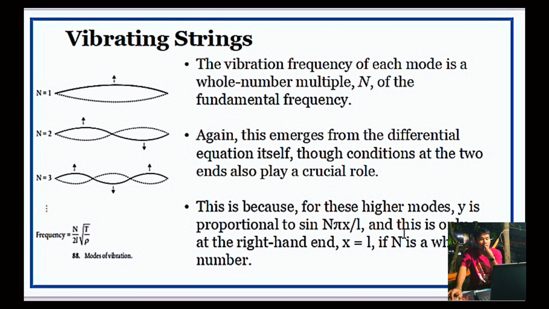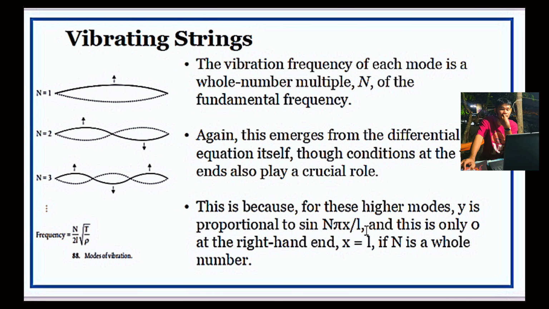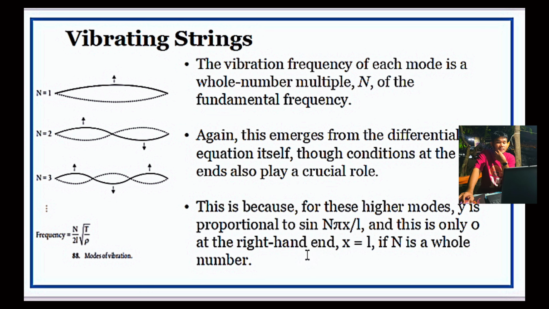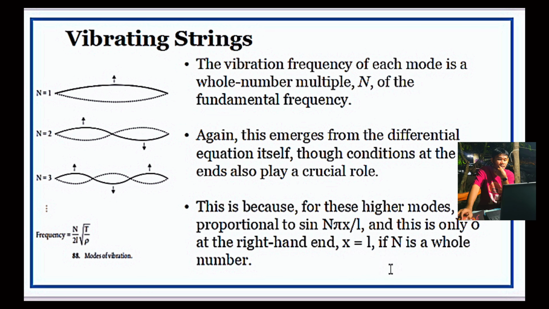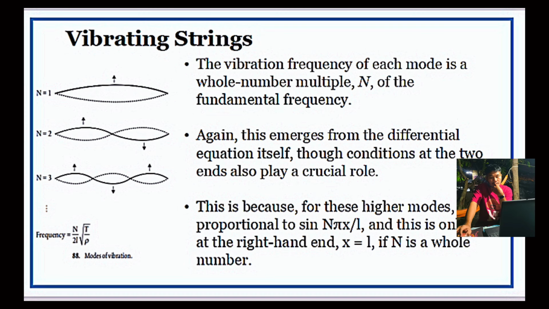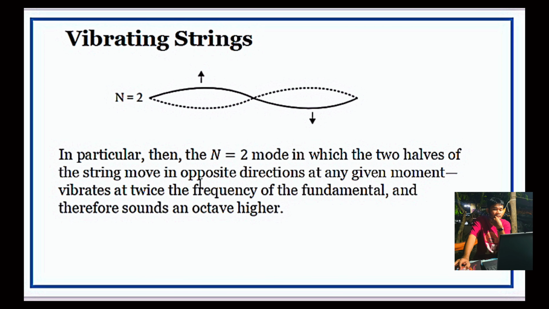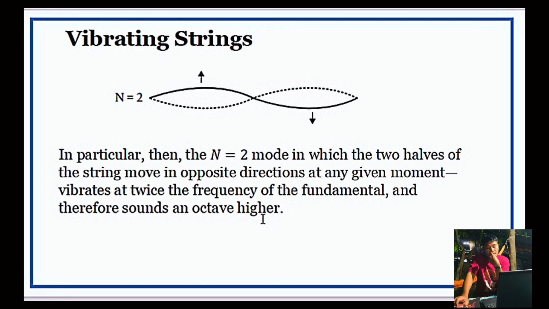This is because for these higher modes, y is proportional to sine (n pi x all over L), and this is only 0 at the right-hand end, x equals L, if n is a whole number. In particular, the n equals 2 mode, in which the two halves of the string move in opposite directions at any given moment, vibrates at twice the frequency of the fundamental and therefore sounds an octave higher.